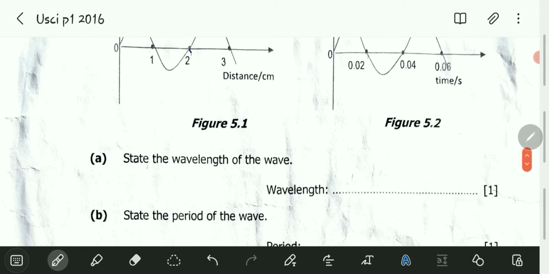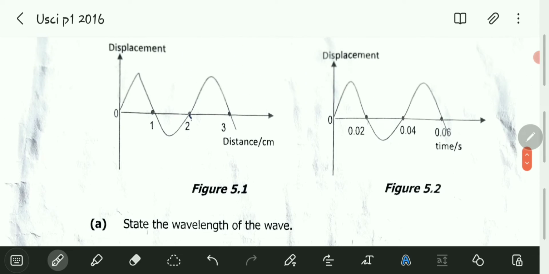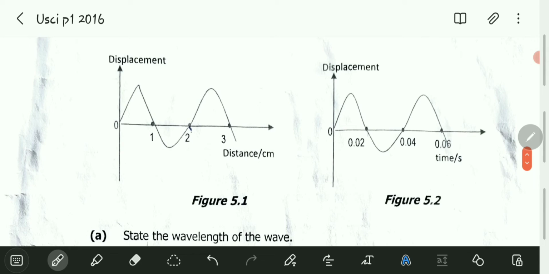Let's go to the first question. The first question is saying, state the wavelength of the wave. So wavelength, distance. The wavelength is the distance between two successive points on a wave. If it is distance we are looking for, then we are going to use the displacement distance graph.